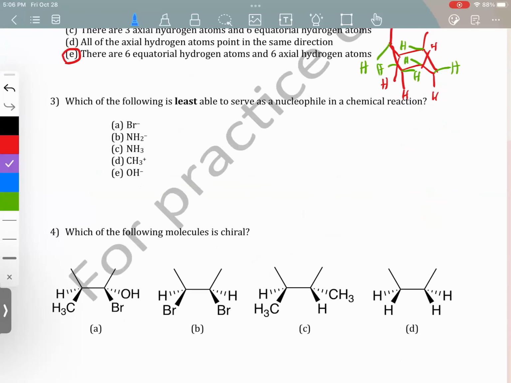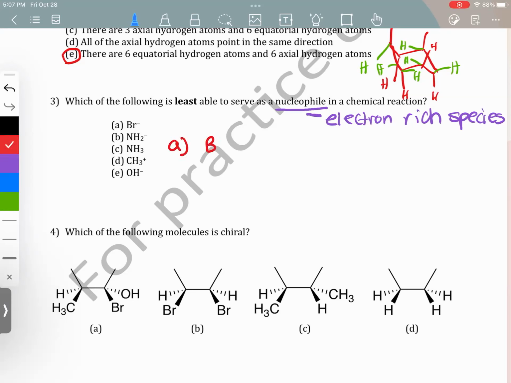So 3. Which of the following is least able to serve as a nucleophile in a chemical reaction? So what is a nucleophile? Who remembers what a nucleophile is? It can donate something to an electrophile. Yeah, it will donate its non-bonding lone pairs to an electron-deficient species. So nucleophiles are electron-rich species, or compounds or molecules, however you like to say it. They're electron-rich.